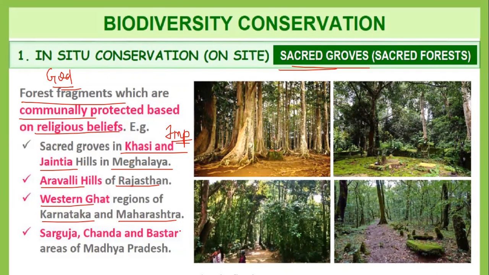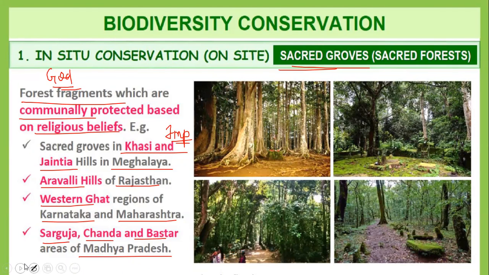Guys, in Karnataka, the part of the Western Ghats, you would have certain travelling spots over there near Mookambika and all. You will see the parts of the Western Ghats over there. Next, you have the Chanda, Bastar, and Sarguja areas of Madhya Pradesh, which are also considered to be sacred groves by the people.